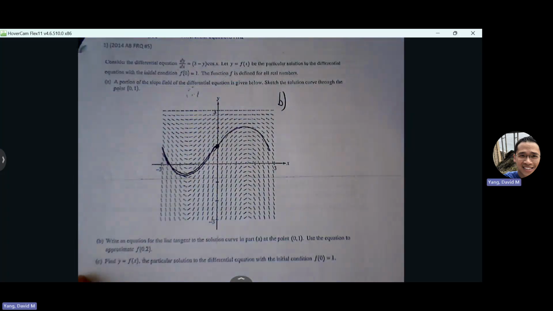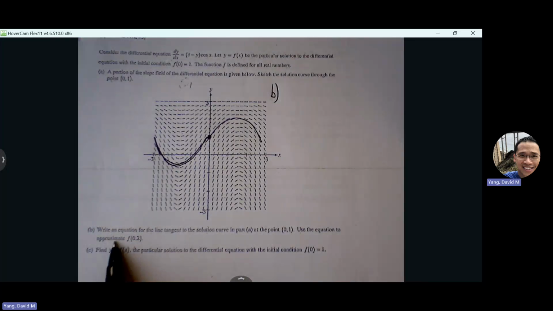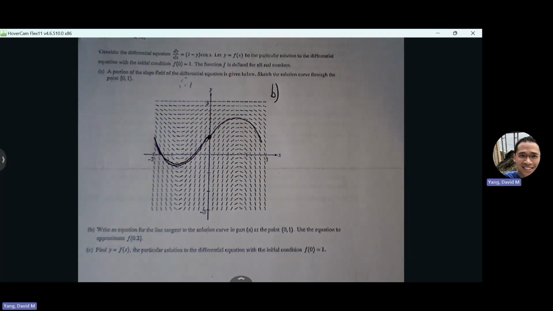Okay, I'm going to put part B up here so that we can save part C for the bottom of the page, where the majority of our solving the differential equation is going to come from. Part B says, write an equation for the line tangent to the solution curve at (0, 1). Use the equation to approximate f(0.2). So this is just linear approximation. We're going to gather our ordered pair, our slope, build our point-slope form, and then put the decimal in.